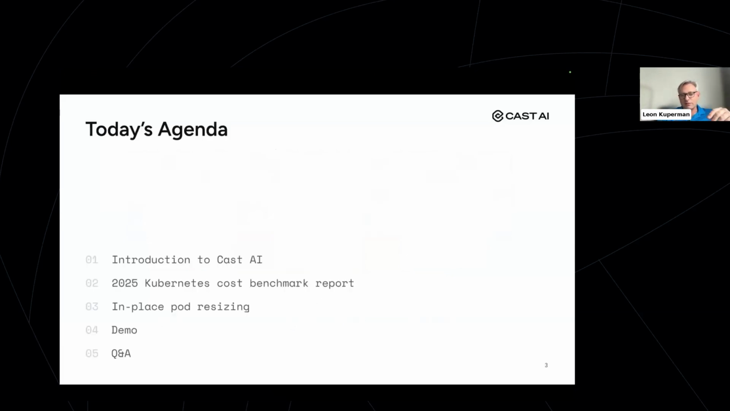Let's move on to the next slide. This is what we're going to cover today. We're going to do a quick introduction, a couple of minutes on Cast AI, and why it matters. We're going to talk a little bit about why this problem is important via something called our cost benchmark for Kubernetes. It's something we publish every single year, and it has some very interesting insights around where people are spending resources needlessly, where they're gaining or losing in efficiency.